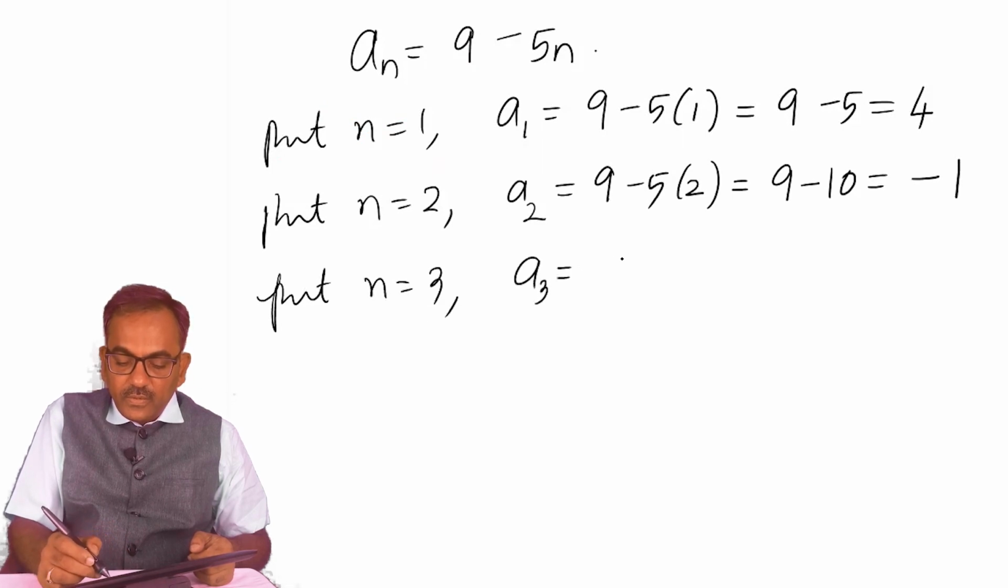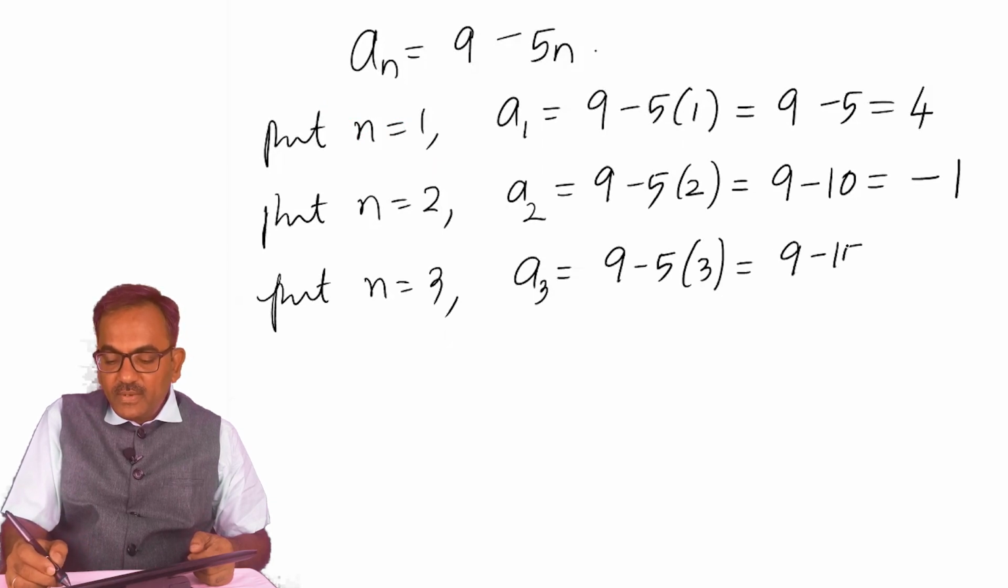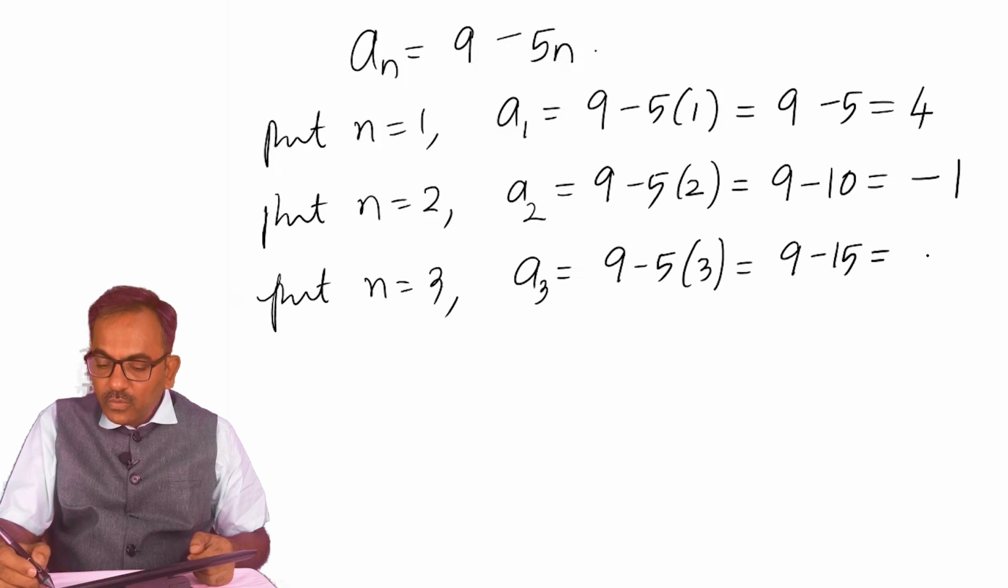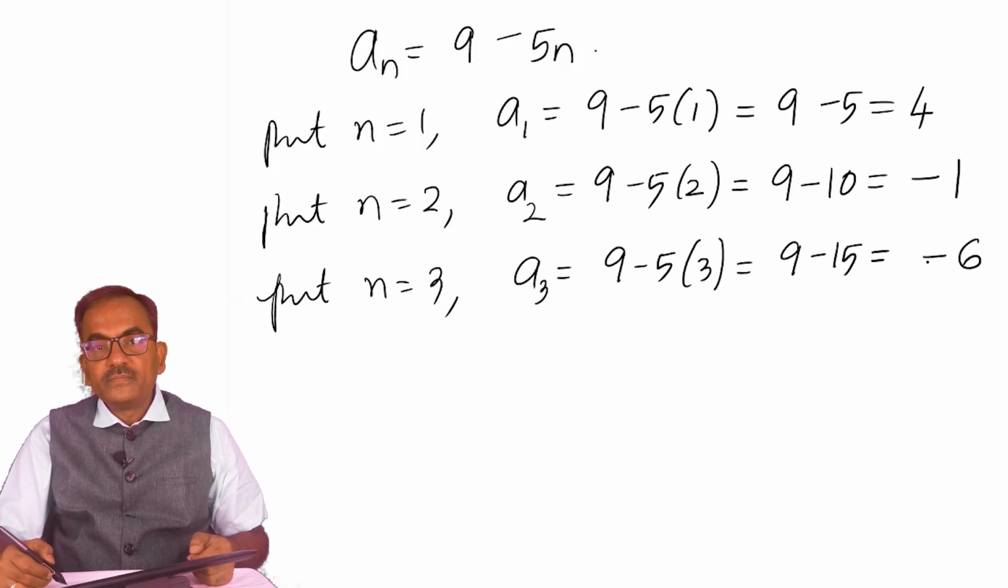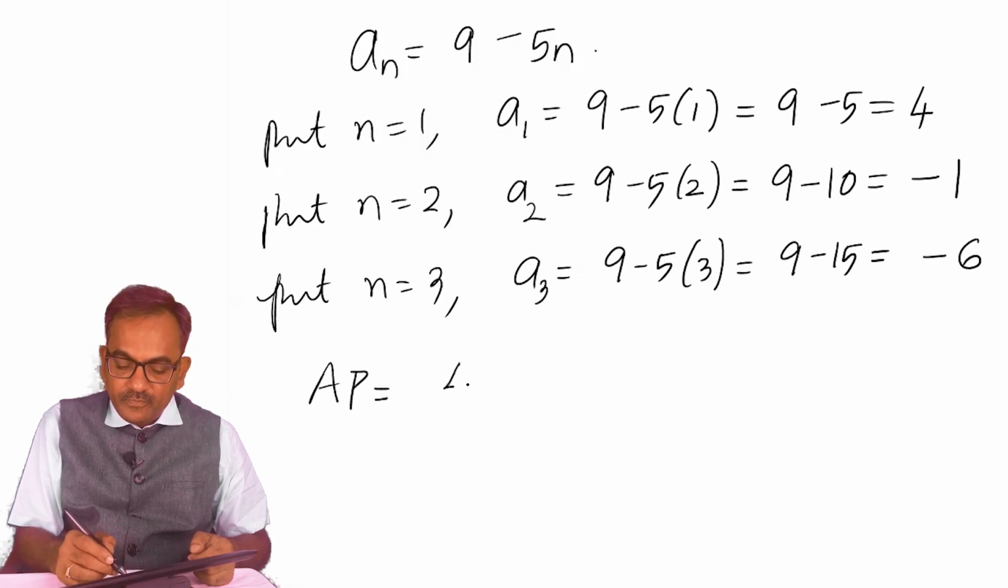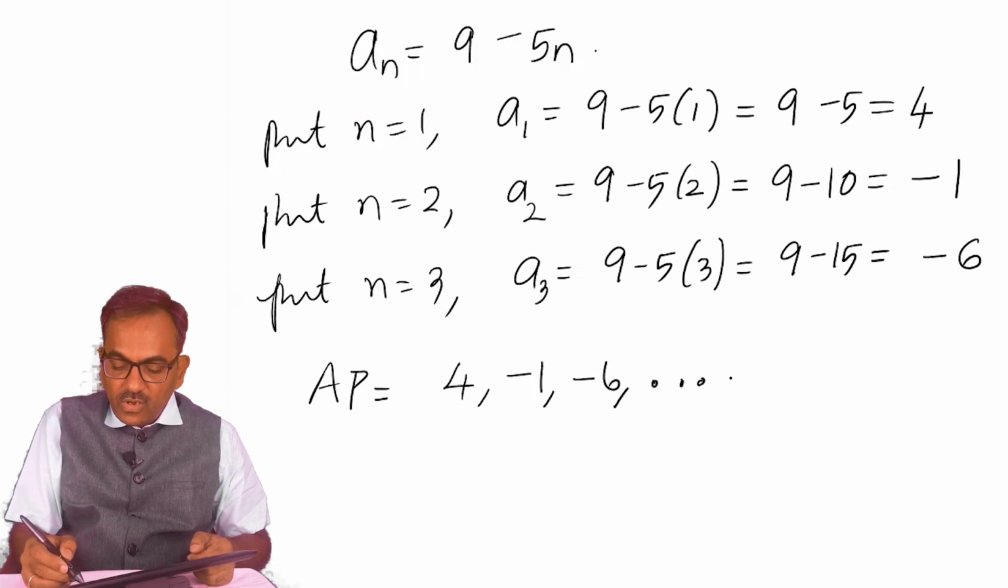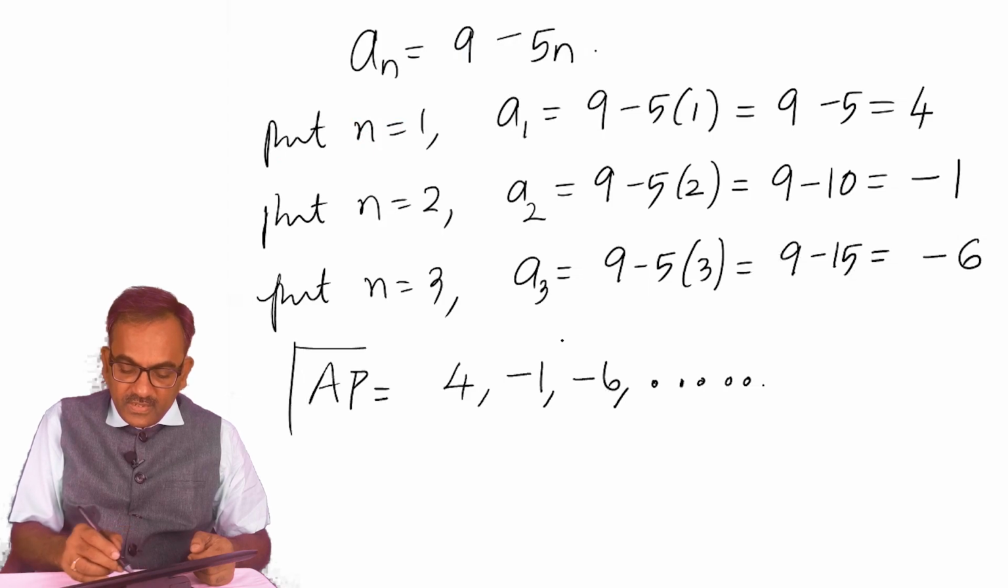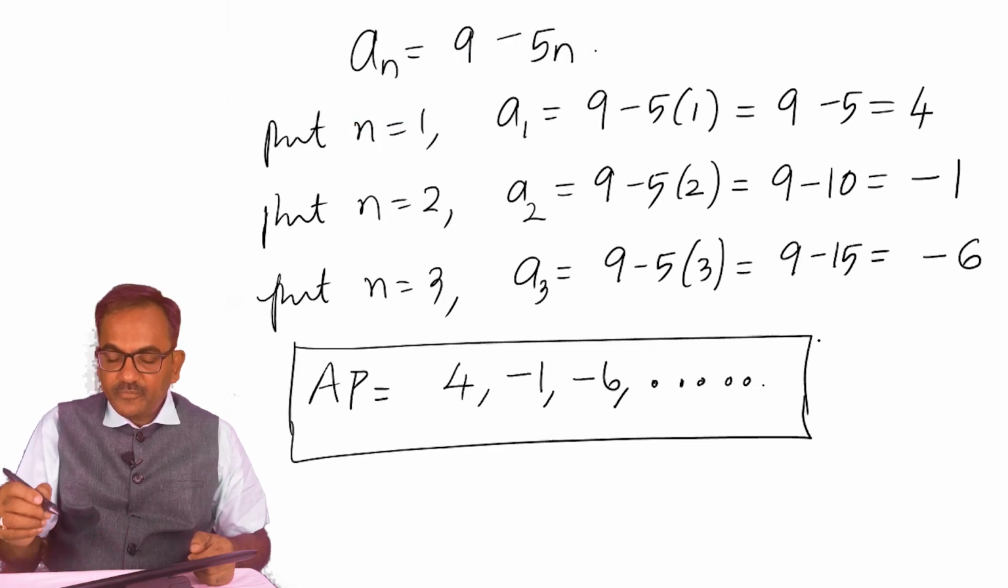A3 is equal to 9 minus 5 times 3, that is 9 minus 15, which is equal to minus 6. So what is being added or subtracted here in order to obtain the AP? Now the AP turns out to be 4, minus 1, minus 6, and so on. This is the given AP.